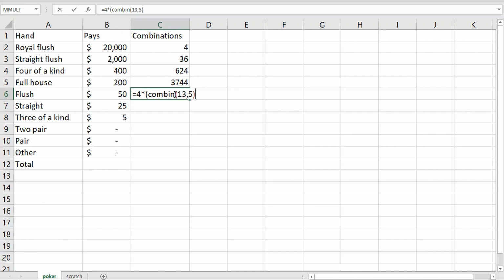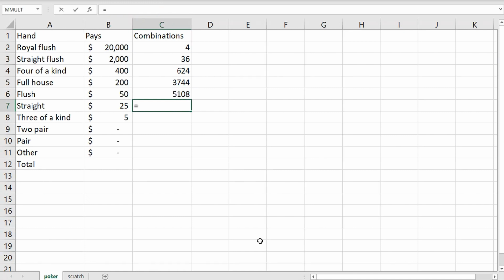However, 10 of those ways will result in a straight flush or a royal flush. So we don't want to double count those. So we are going to subtract 10 from the number of rank combinations, one for each span from ace to five up to 10 to ace. So you can think of the lowest card being anything from ace to 10. So there we go. And our combinations there are 5,108.